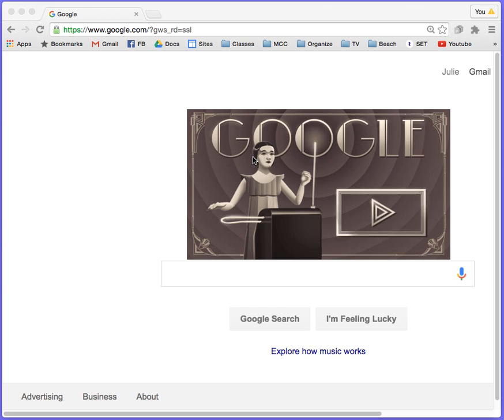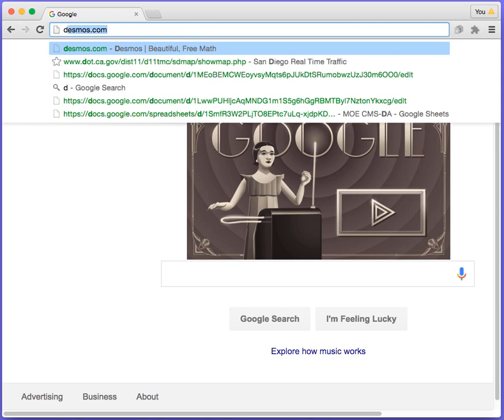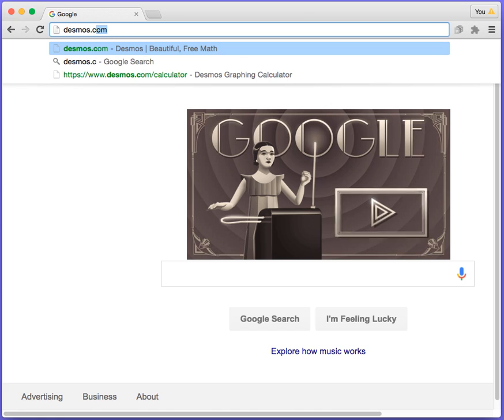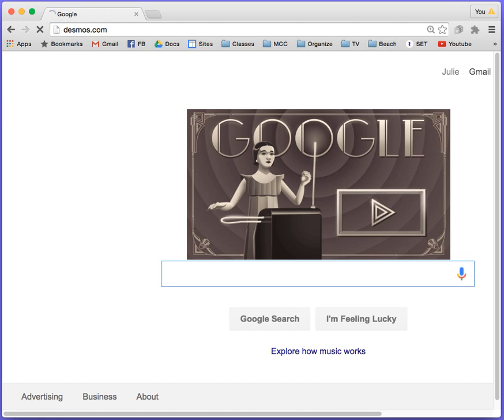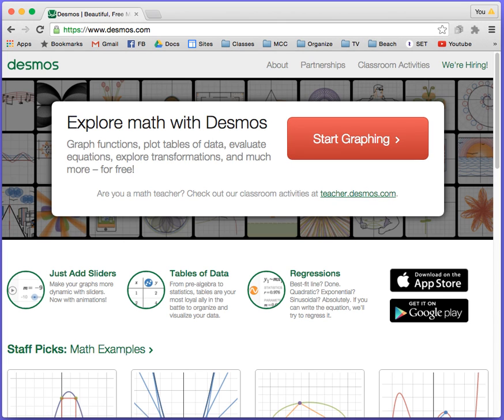So here I'm on a Google site, and all you need to do is go up to the search bar and put in desmos.com, and you get this screen, and just click on Start Graphing.